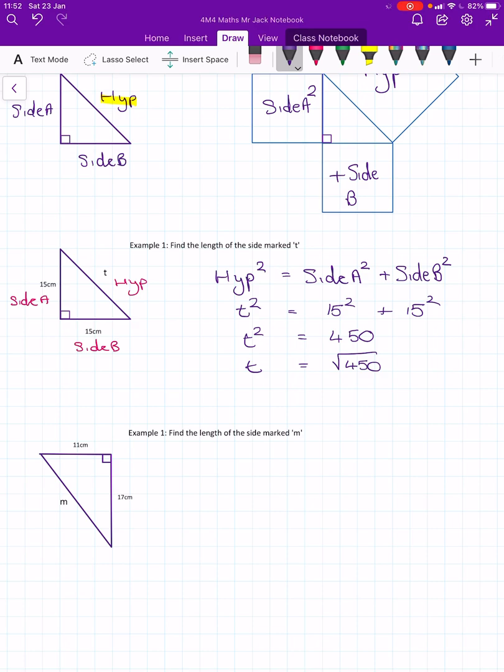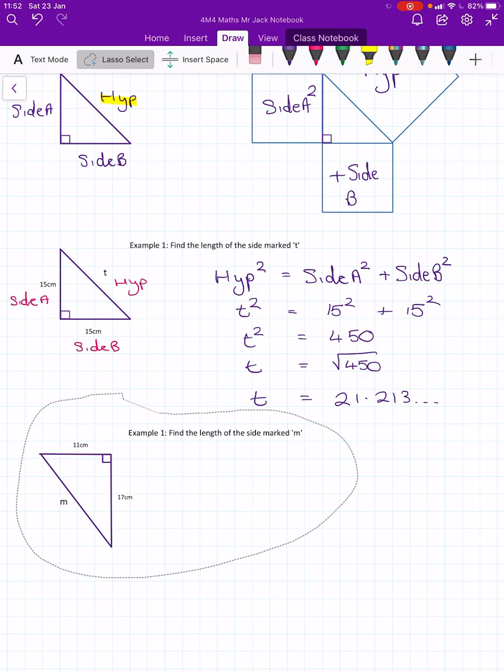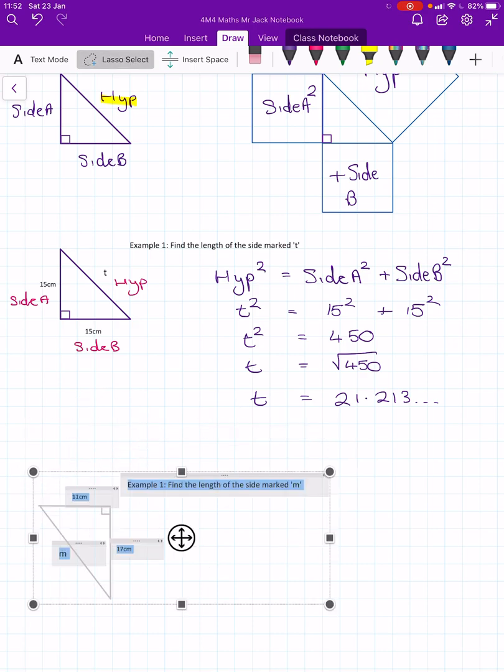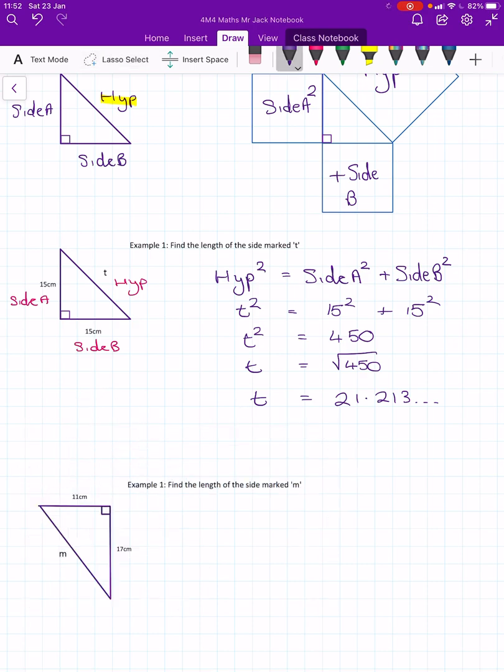And if I take the square root of 450, again, let your calculator do the work for you. It'll come up with a surd, so 15 root 2. If you press your SD button, you will get a decimal number. Move that down. And I'm going to round that to 1 decimal place, so 21.2. I'm working in centimetres, and that's 1 decimal place.